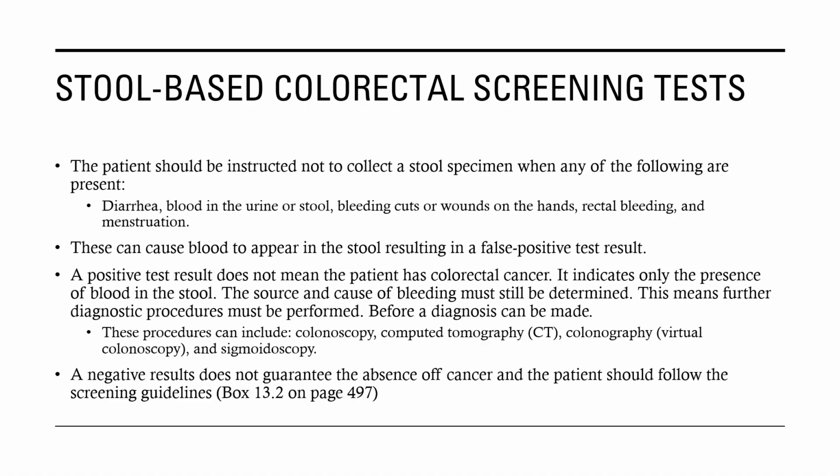A negative result does not always guarantee the absence of cancer, and the patient should follow the screening guidelines, which once again are in box 13.2. It says individuals between the ages of 45 and 75 at average risk for colorectal cancer, and then it lists those stool-based tests and the visual examination procedures. Then it says for individuals between the ages of 76 and 85, the decision to be screened should be based on an individual's preferences, life expectancy, overall health, and prior screening history. And then individuals older than the age of 85 no longer need to be screened.